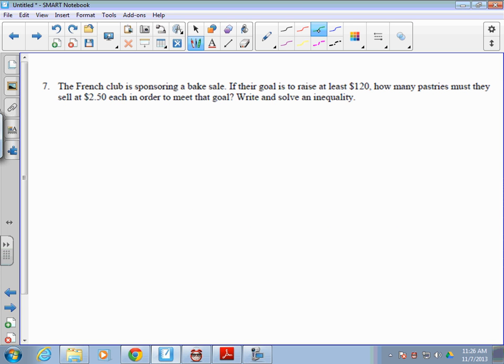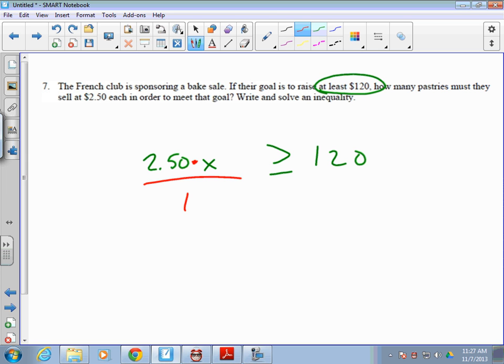French Club is sponsoring a bake sale. They want to raise at least $120. There it is again, at least. How many pastries must they sell at $2.50 each? So $2.50 times X. Each means for each one, $2.50. So there's your inequality. 2.50 times X is greater than or equal to 120. Divide the other side by 2.50 as well. 120 divided by 2.50, x is greater than or equal to 48. There's no reason to reverse the sign since it's positive numbers you're dividing by.